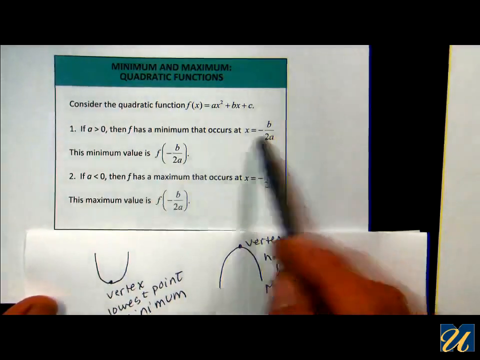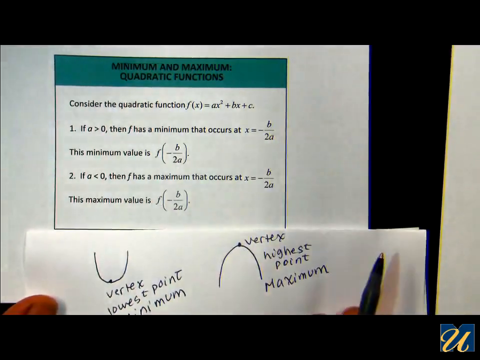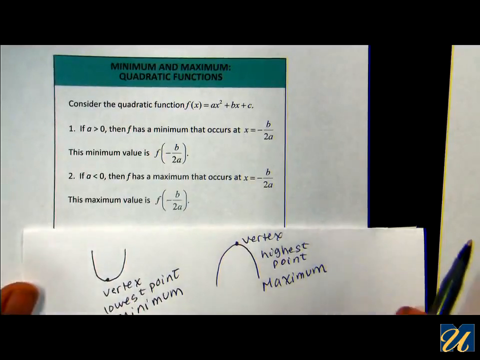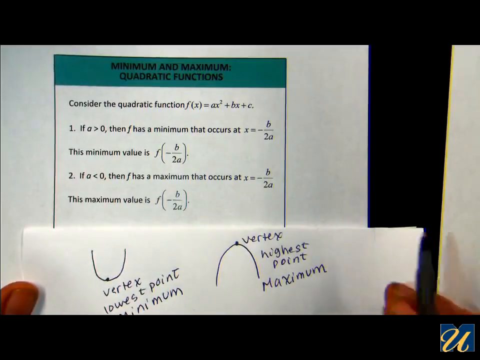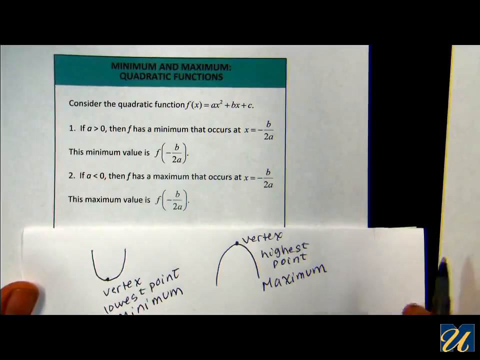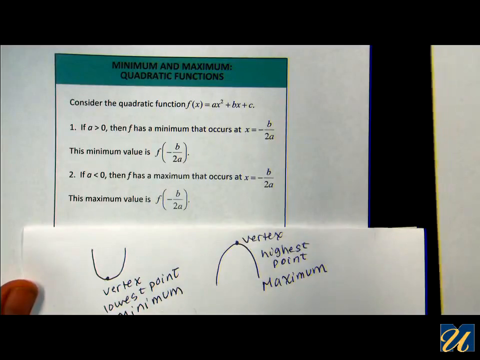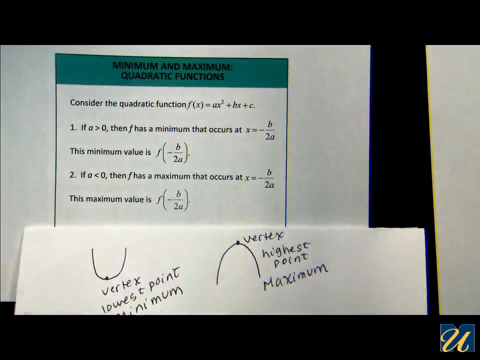And then what else it's saying here is that the x-coordinate of the vertex tells you where it is located, but the y-coordinate is what we are quoting to be the minimum or the maximum. So you need to get both the x and y-coordinate of the vertex, which we do anyway when we graph these. You don't need to graph them to find the minimum or maximum, you just need to get the vertex. Let's take a look at an example.